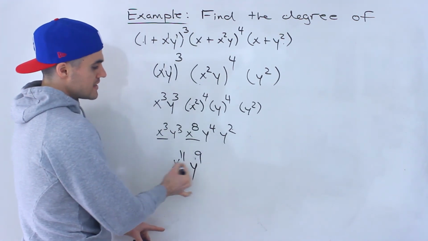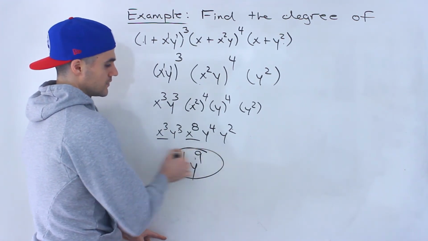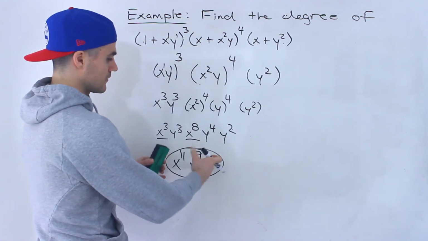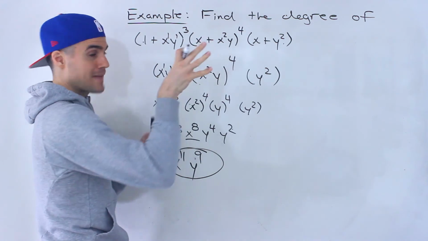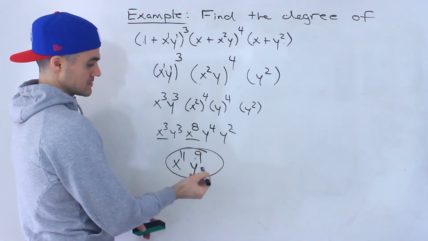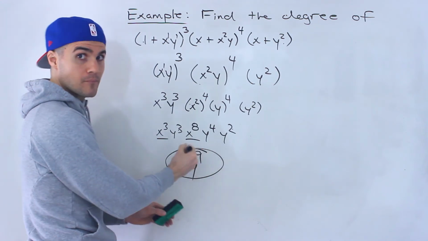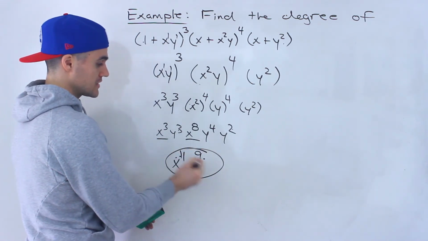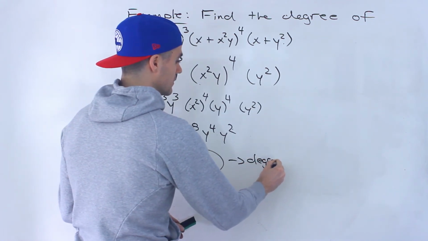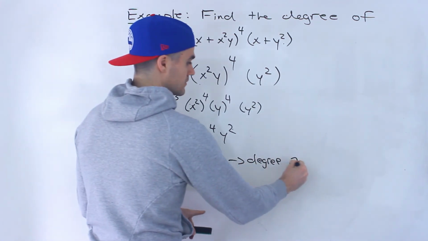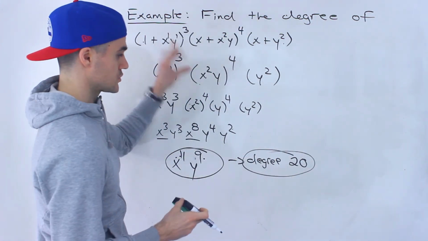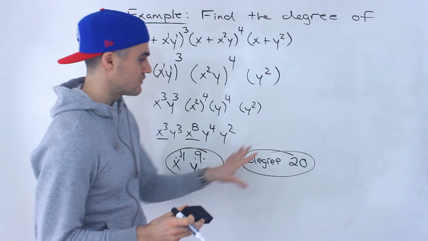And so this here would end up being the term in this expanded form that has the highest exponents, or the highest sum of the exponents. The sum of the exponents is going to be 20. So the degree of this term is 20, which would make the degree of this expression be 20 as well. Right? So the final answer is 20.